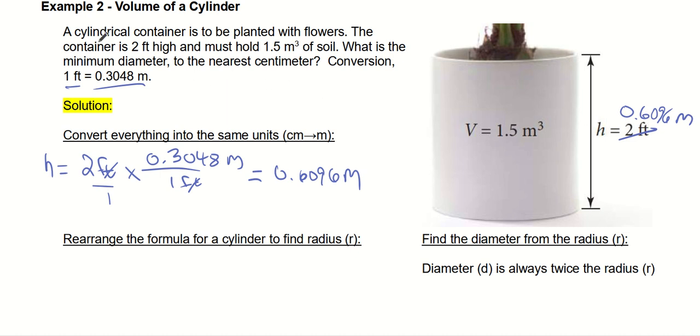We forgot to read the question. So it says here a cylinder container is to be planted with flowers. I guess here's the flowers part. The container is 2 feet high and must hold 1.5 meters cubed. So I can tell right away this is volume because it's meters cubed. Anything that's cubed is considered volume of soil. What is the minimum diameter to the nearest centimeter?